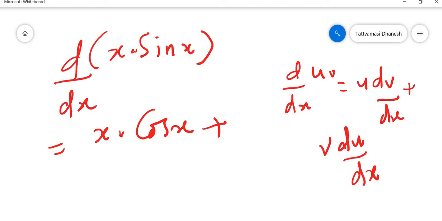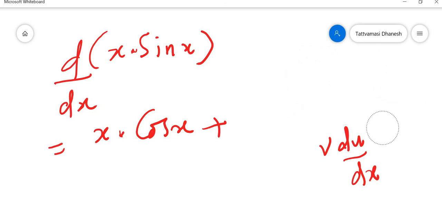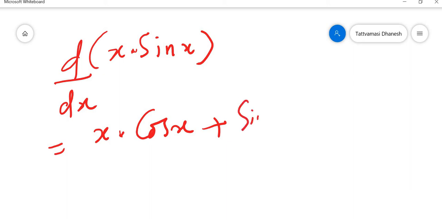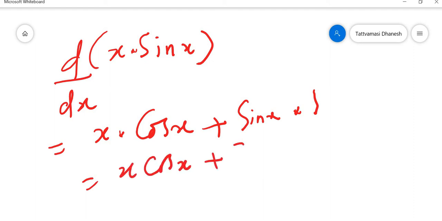In the same way, the first function u into the derivative of v gives x cos x, and the next term is v into du by dx. Here v is sin x, into the derivative of x. The derivative of x is 1. What is the derivative of a constant? It is 0. So the answer is x cos x plus sin x. This rule we call the product rule in differentiation.